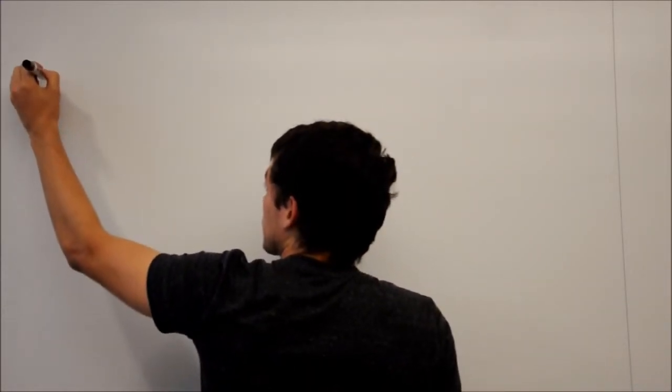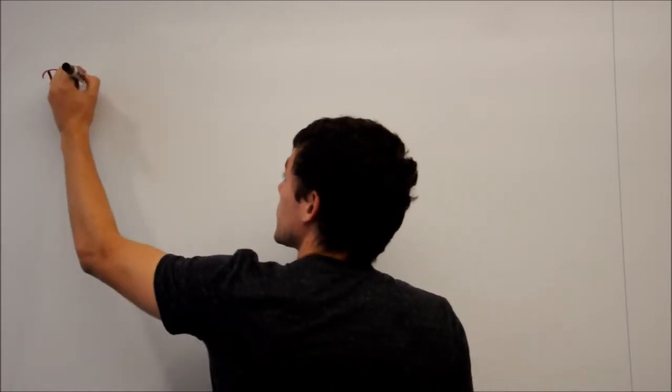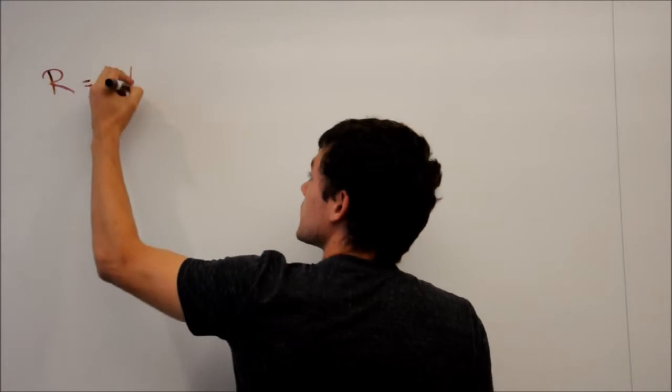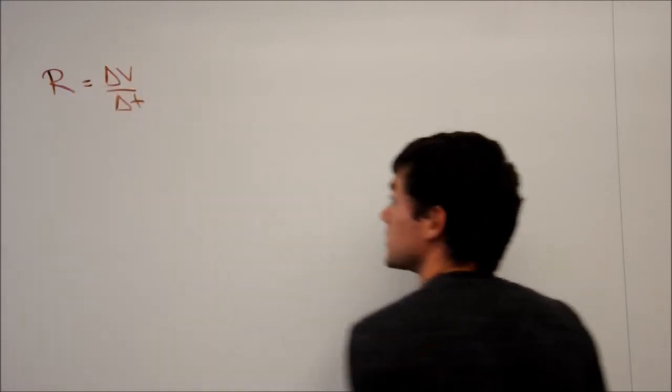So in this problem, we're asked to find the velocity of water flowing out of the nozzle of a fire hose. Now, one of the pieces of information we're given is R, which is the rate of flow of water through the fire hose. And that's going to be delta V over delta T.